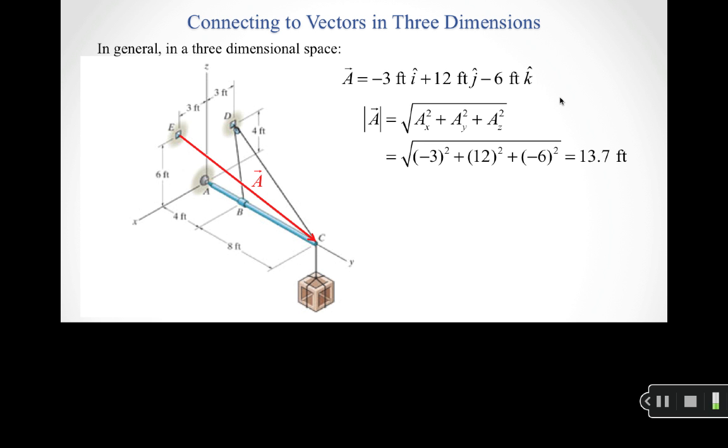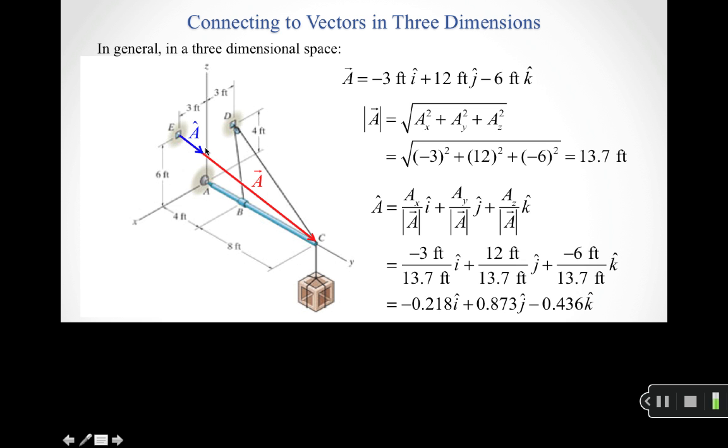And then it's easy enough, once I know the components, to calculate the magnitude of vector A: just the square root of the x component squared plus y component squared plus z component squared. In this case, plugging in those values, the magnitude of vector A, this cable, has a length of 13.7 feet to connect from the wall to the end of the beam. And if I want to know this unit vector, it gives me the direction this cable lies along.